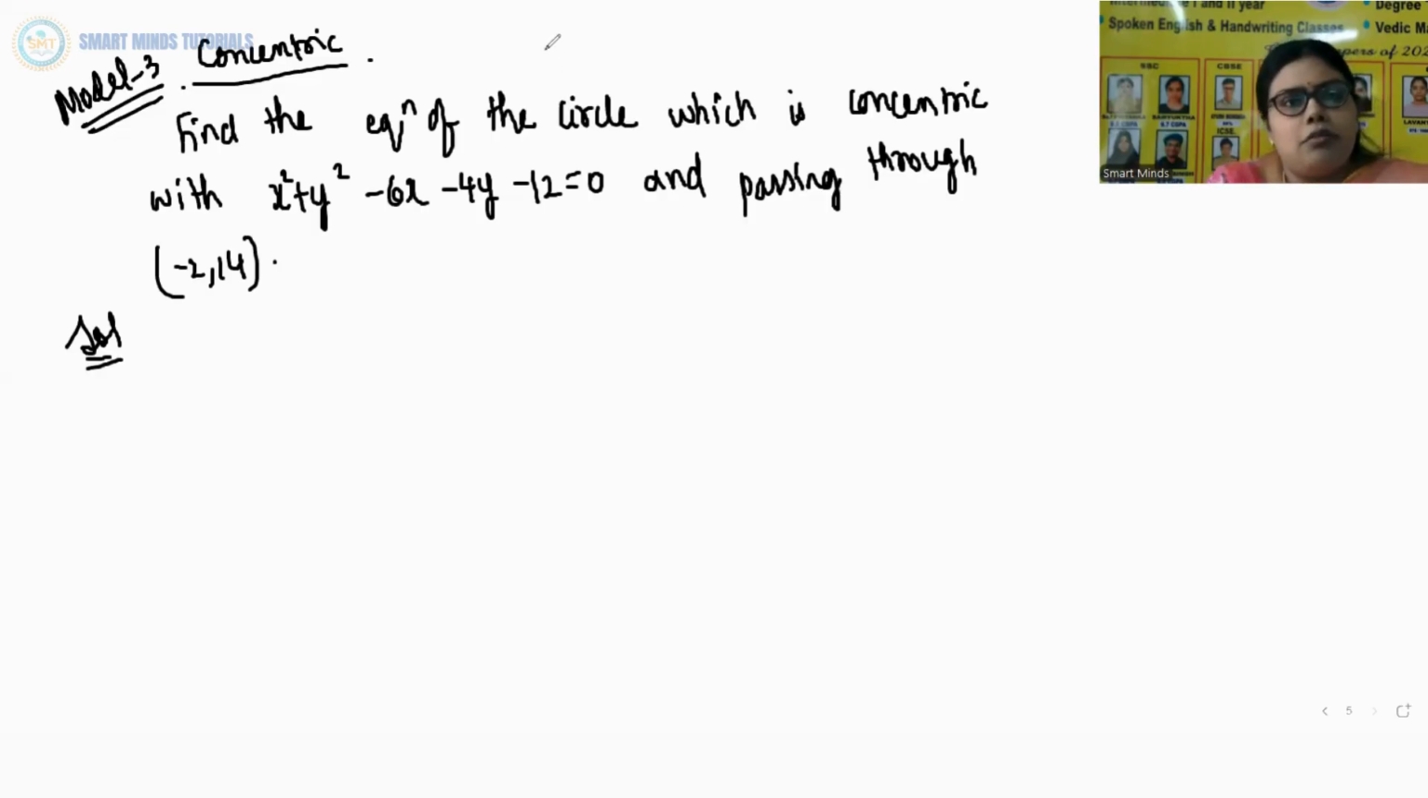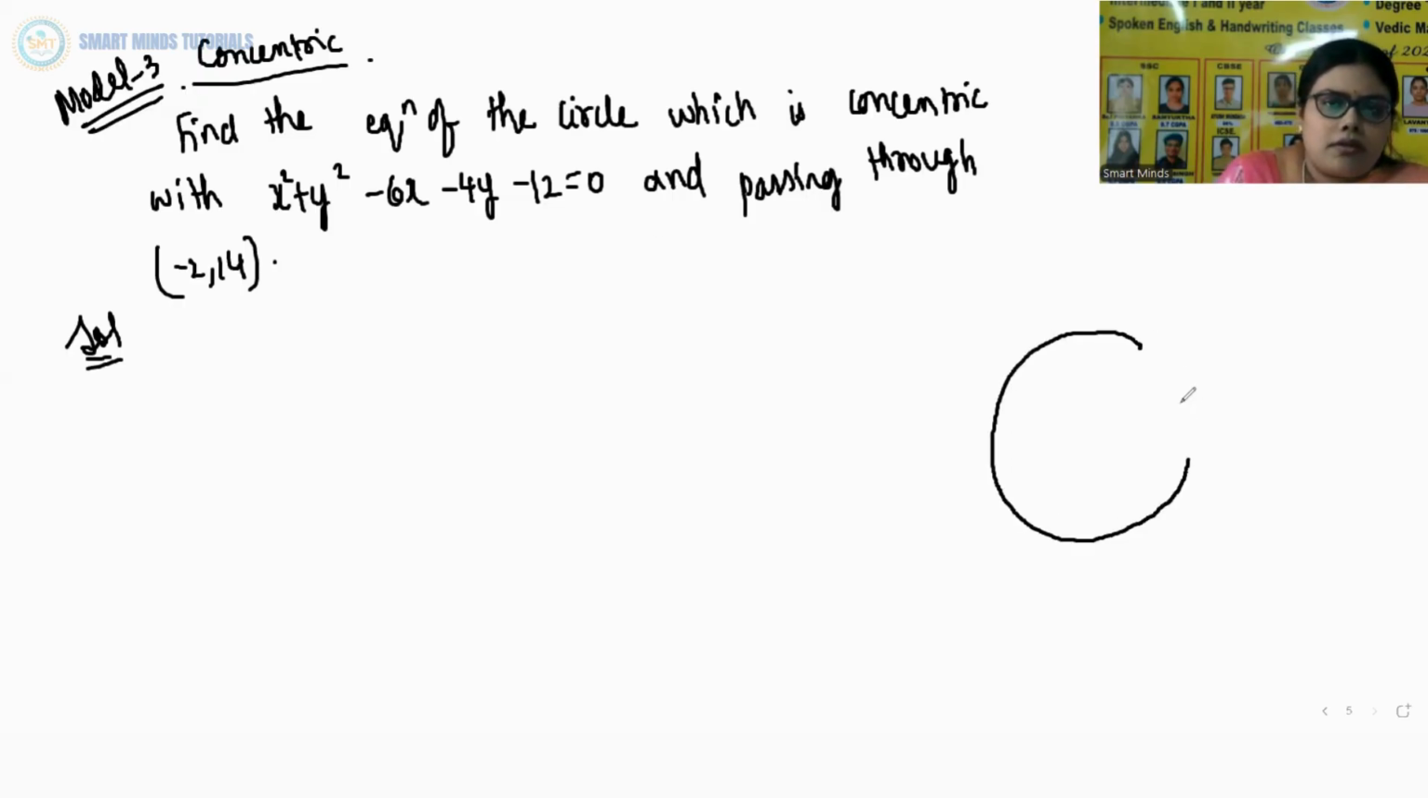So this is the third model of circles VSAQs, that is concentric. So find the equation of the circle which is concentric with x square plus y square minus 6x minus 4y minus 12 is equal to 0 and passing through one point. So concentric means one circle inside the other, like they have the same center.